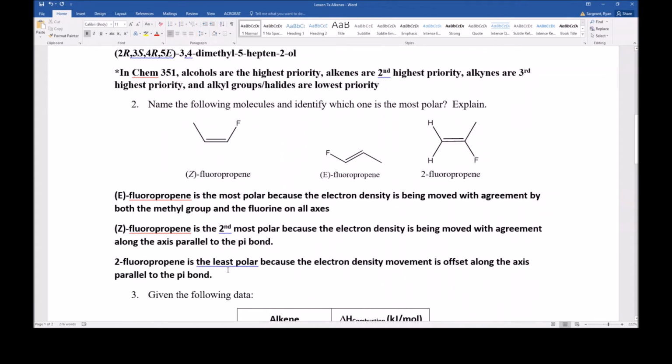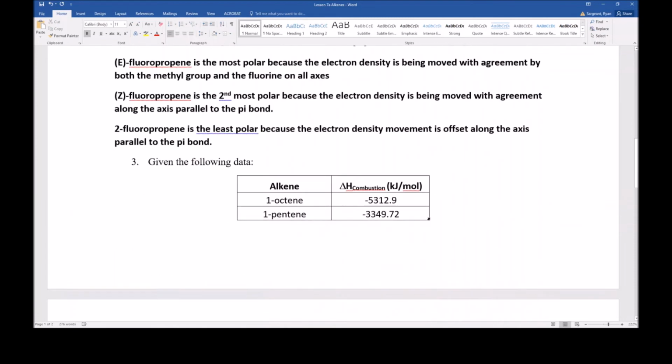And since the axis vertical to the pi bond is not as important, I didn't even bother to put that in the answer. 2-fluoropropene is the least polar because the electron density movement is offset, meaning that the fluorine and the methyl group are in disagreement when they're trying to move this along the axis parallel to the pi bond. Okay.